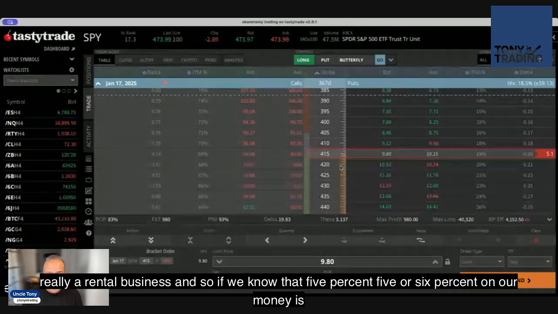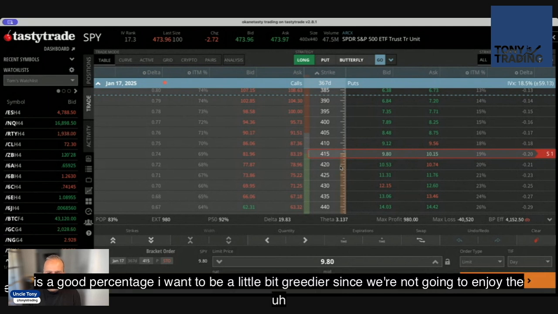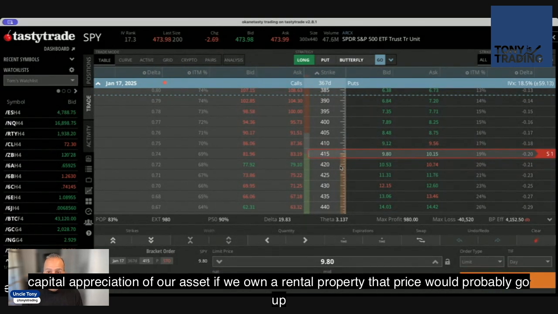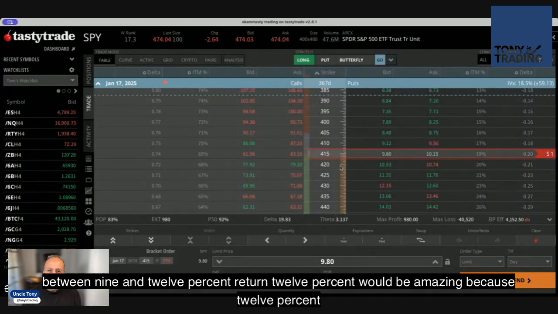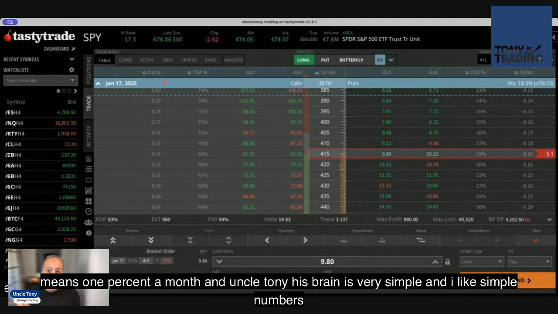It's not really a rental business. And so, if we know that 5 or 6% on our money is a good percentage, I want to be a little bit greedier, since we're not going to enjoy the capital appreciation of our asset. If we own a rental property, that price would probably go up. So I'd like to be a little more greedy than 5 or 6%. Actually, normally I like between 9 and 12% return. 12% would be amazing, because 12% means 1% a month.